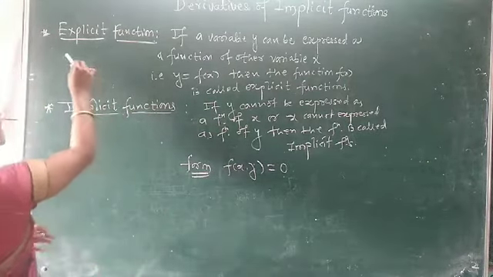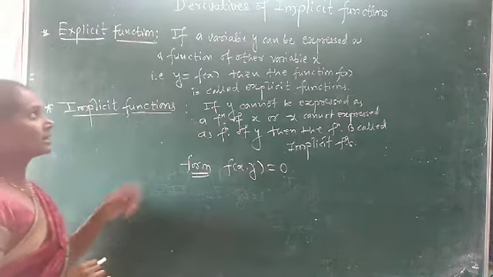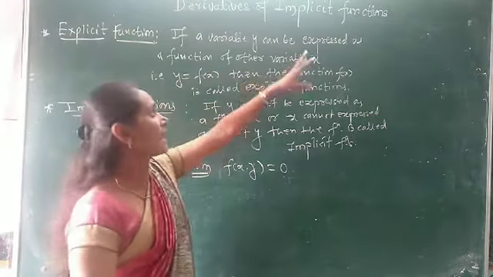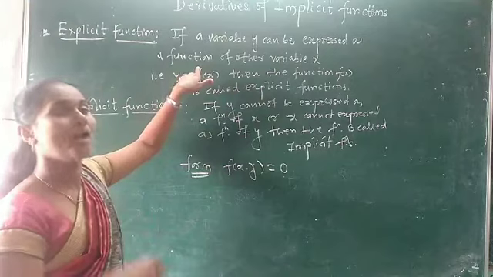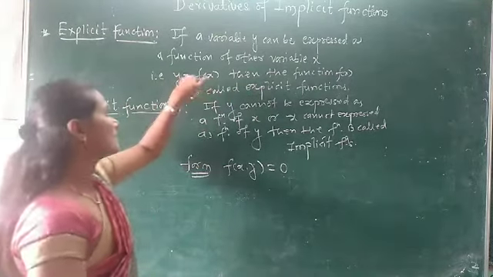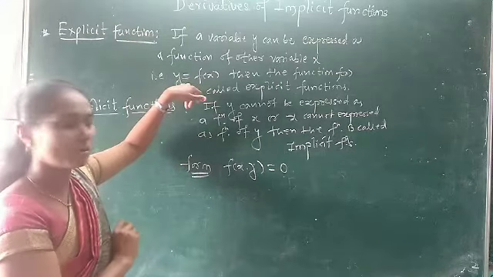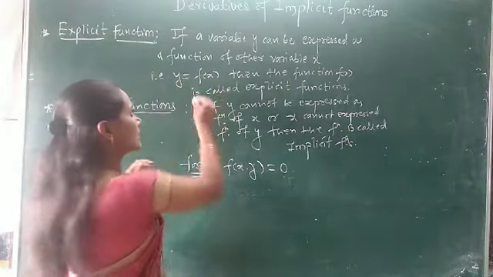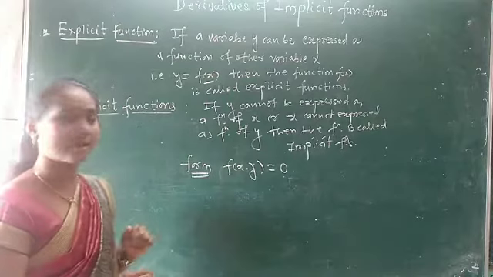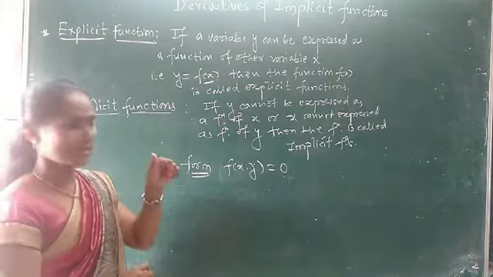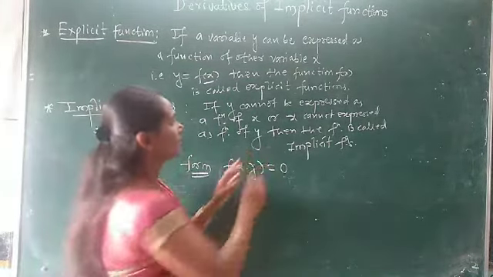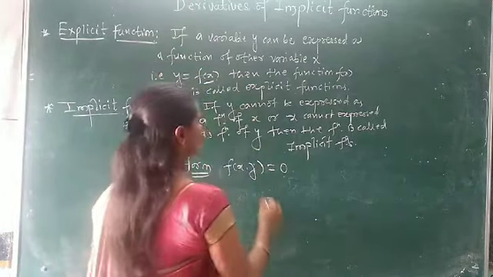So first look at this. An explicit function is what? If a variable y can be expressed as a function of another variable x, that is, we always write the function in the form y equals f of x, then the function f of x is called an explicit function. The earlier examples are all explicit functions.